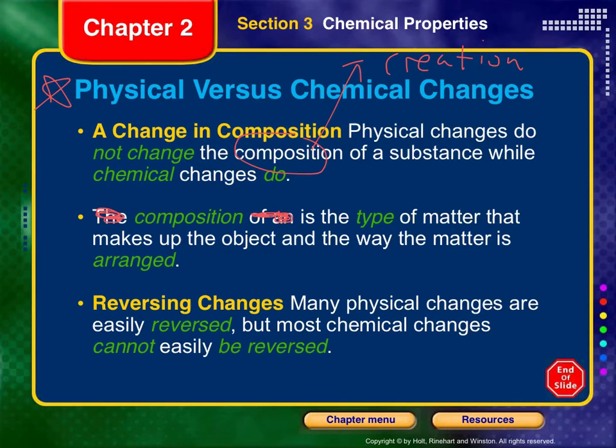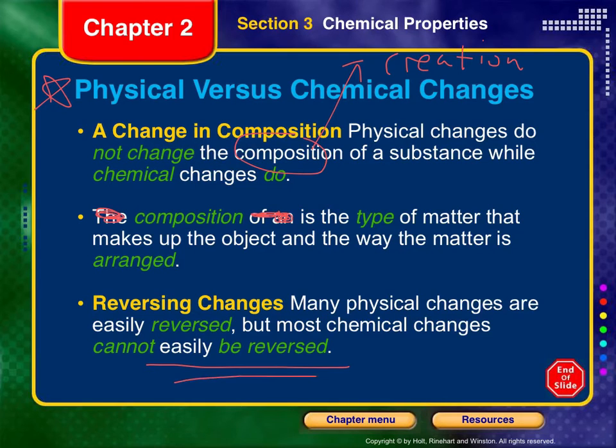So another key difference here is you cannot reverse chemical changes. Many physical changes are easily reversed. Let's think back to our soda can. If I wanted to, I could heat that up, melt it down, and make a new soda can, right? I could get some machines and flatten it out and make it normal again. My piece of paper, I could tape it back together, glue it back together, whatever. Make it pulp, recycle it, right? Chemical changes can't be reversed.